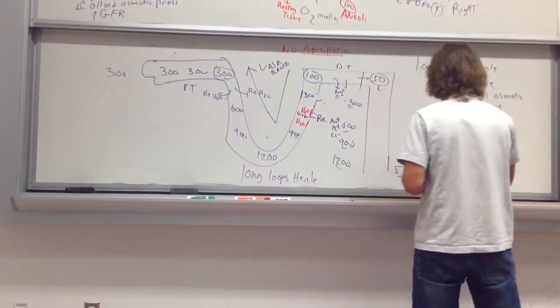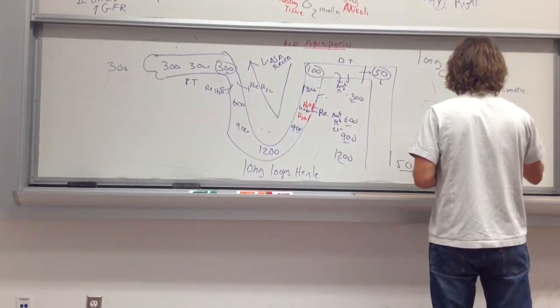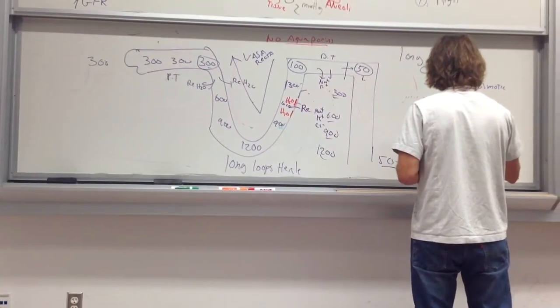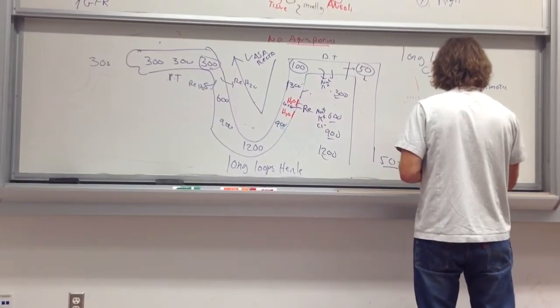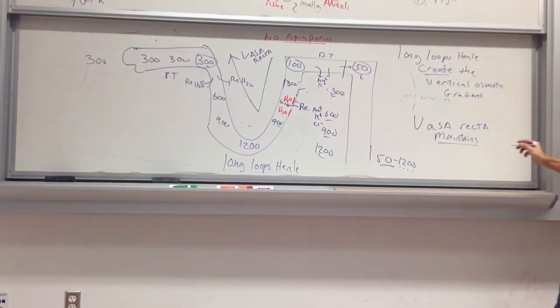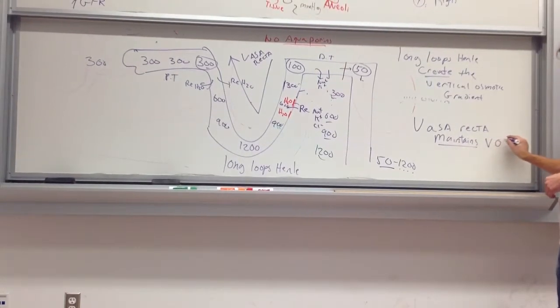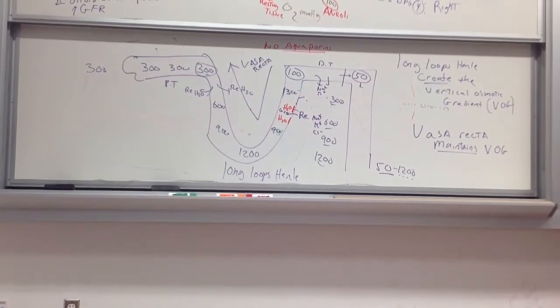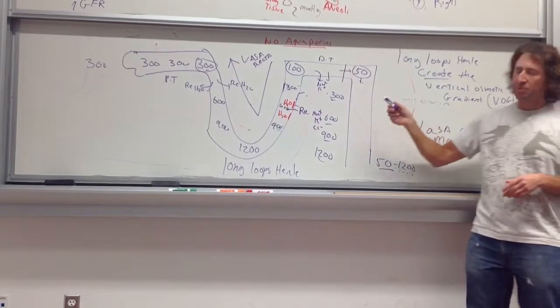So the vas erecta, and we'll show you how, maintains the long loop family. The vas erecta maintains the vertical osmotic gradient. I'll call it VOG, because I don't want to keep trying to scribble that. It does it in the following fashion.